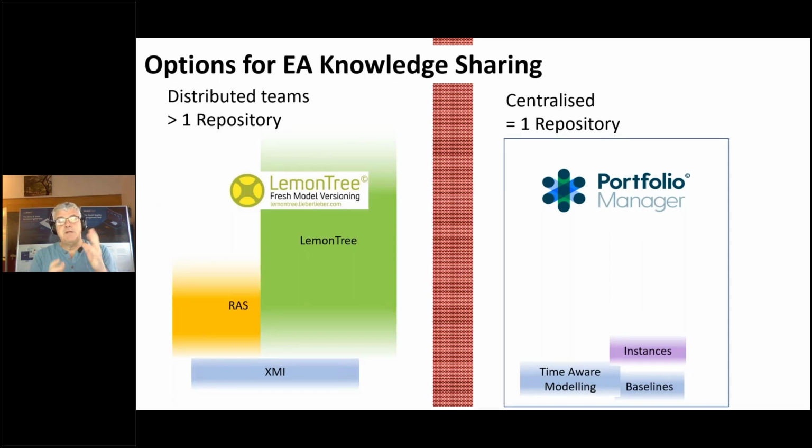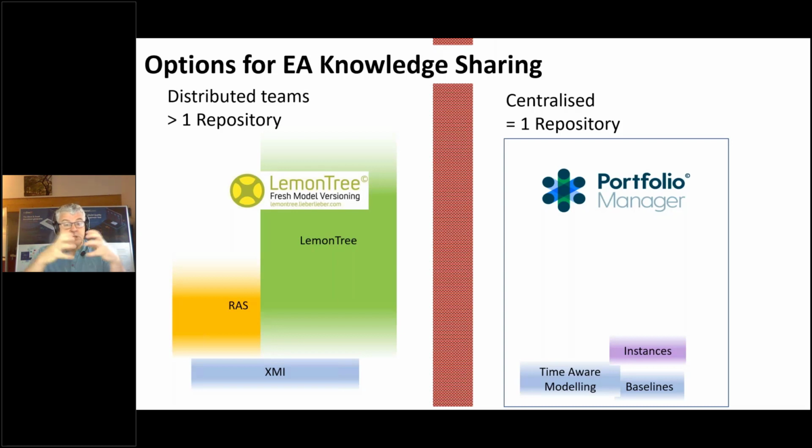So to me, you're either distributed or you're centralized. You've either got one repository or you've got more than one, and there isn't really any kind of intermediate state. So the example I'm going to be talking about is solution architecture where you've got a single repository. If you've got multiple repositories, then you should be talking to the Lemon Tree people, because they're the people that do that solution fantastically.